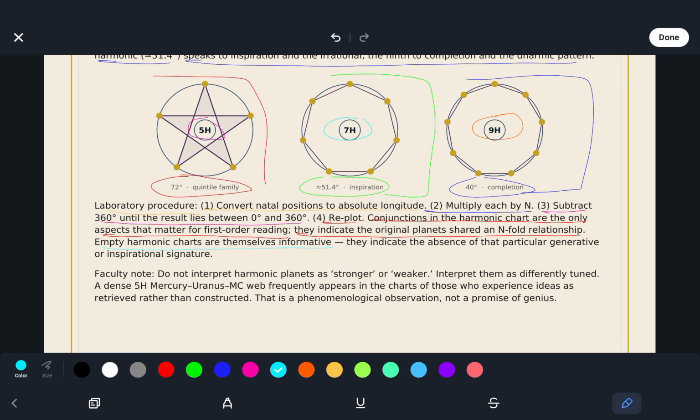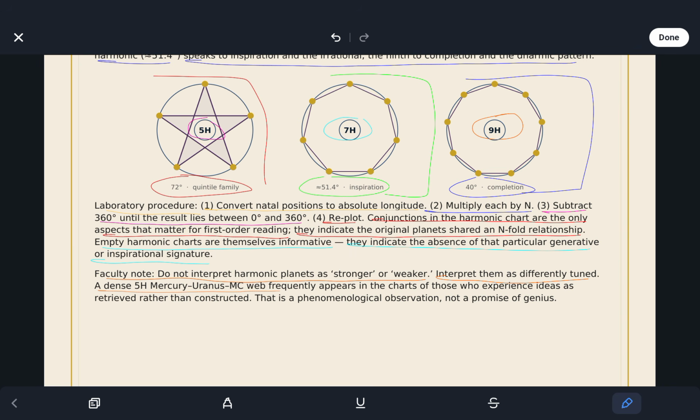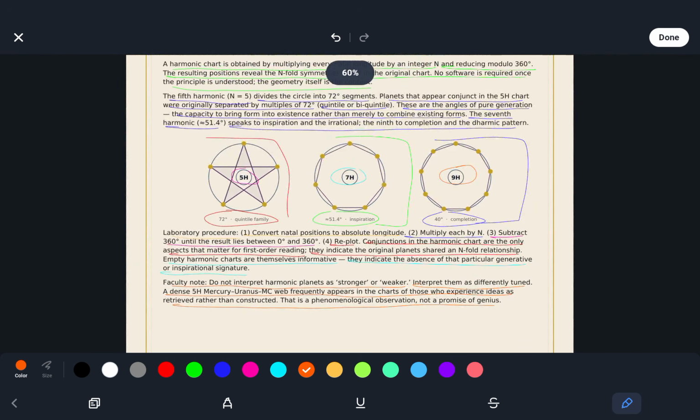Empty harmonic charts are themselves informative. They indicate the absence of that particular generated or inspirational signature. Do not interpret harmonic planets as stronger or weaker. Interpret them as differently tuned. A dense 5th harmonic Mercury-Uranus midheaven web frequently appears in the charts of those who experience ideas as retrieved rather than constructed. That is a phenomenological observation, not a promise of genius.